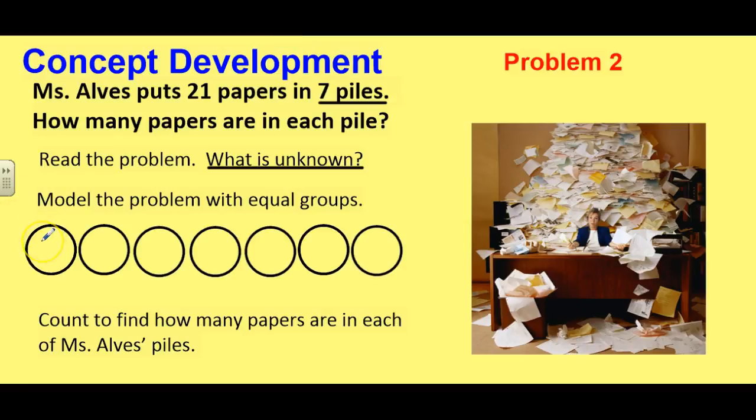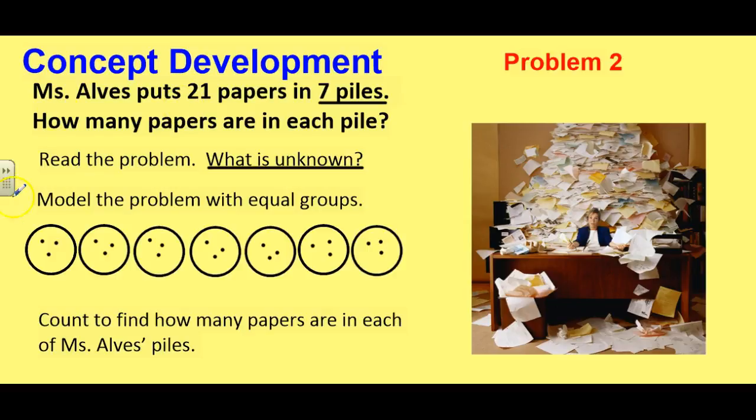So we're going to start with the first circle and we're going to put 1 piece of paper. So 1, move to the next circle, 2, next circle 3, 4, 5, 6, 7. Go back to the beginning circle and count some more. 8, 9, 10, 11, 12, 13, 14, go back to the beginning circle, 15, 16, 17, 18, 19, 20, 21.